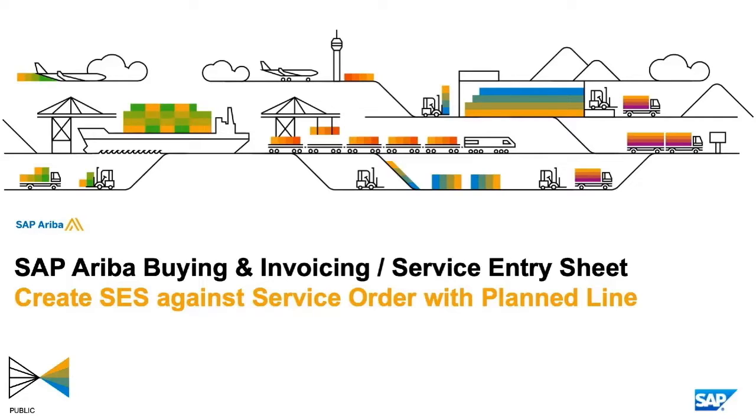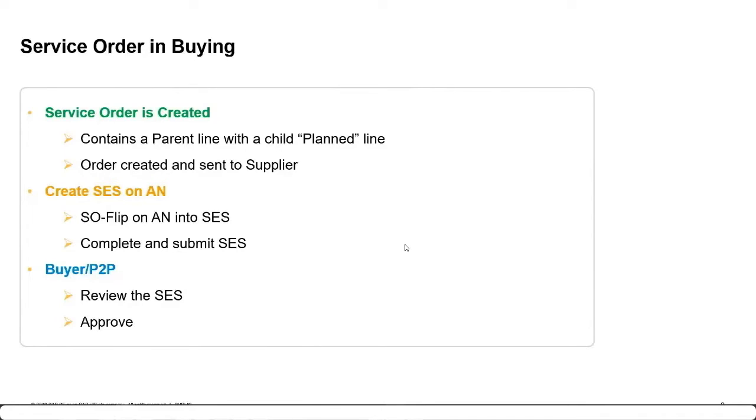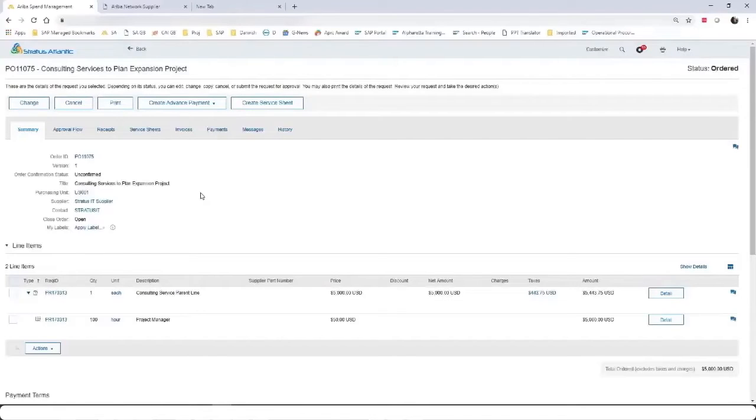In this video, we are going to look at how to create a service entry sheet from the supplier point of view. A service order has already been created and sent to the supplier, and now the supplier has performed the service and is ready to submit the service entry sheet on the Ariba Network via a service order flip. And we will look at it also from the buyer system perspective when they receive it and how it looks in their system.